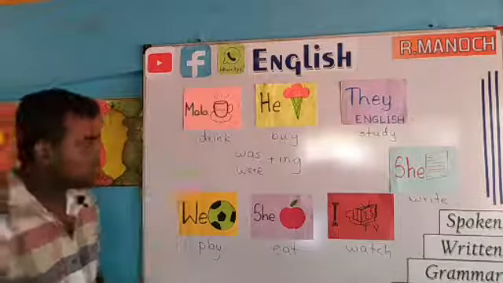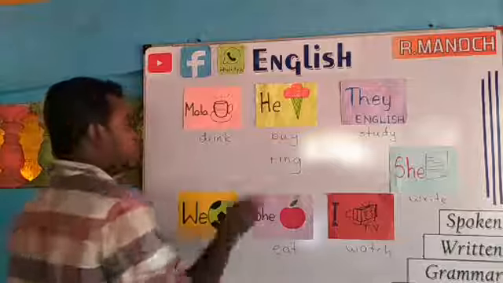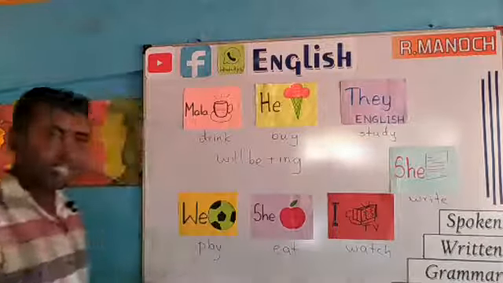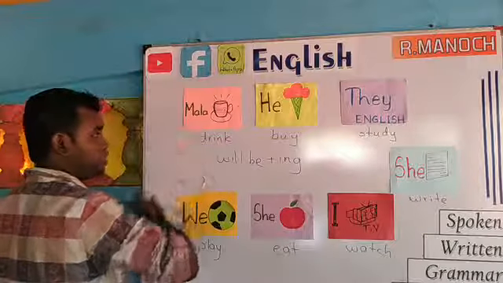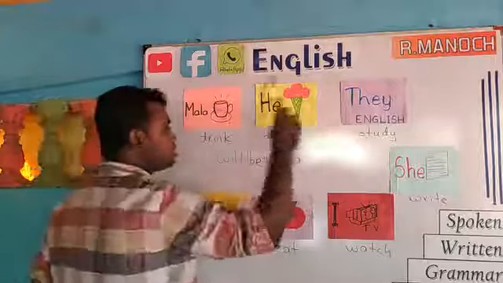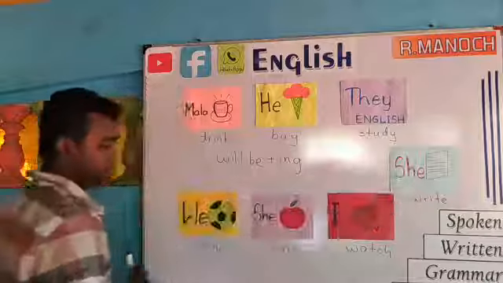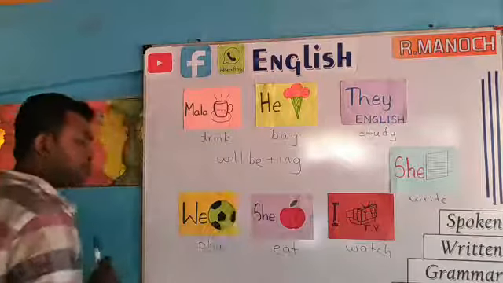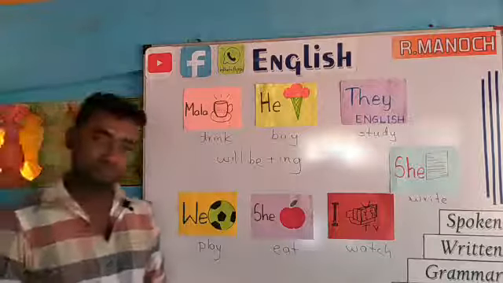Let me move on to future continuous tense, which is really simple. Will be plus ing. Okay. So Mala will be drinking a cup of coffee. He will be buying an ice cream. They will be studying English. She will be writing a letter. I will be watching TV. She will be eating an apple, and we will be playing football.